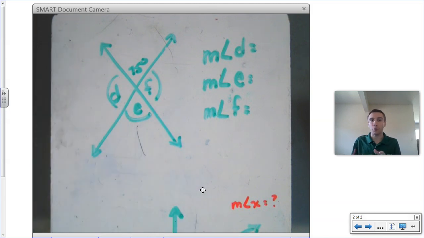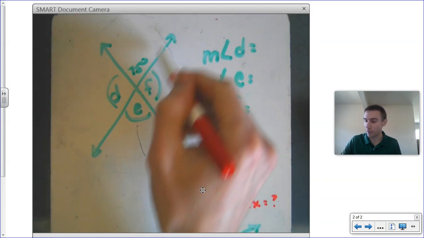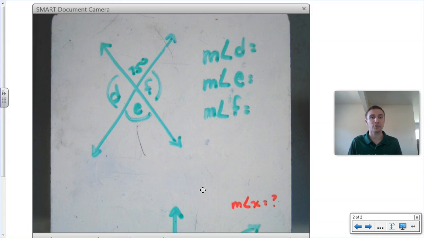And before even starting out, I'm going to ask the question, can I start this problem without doing any math, understanding that this is a straight line and this is a straight line? And the answer to that is yes.